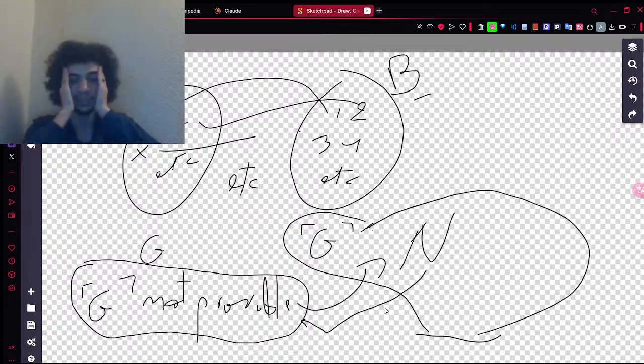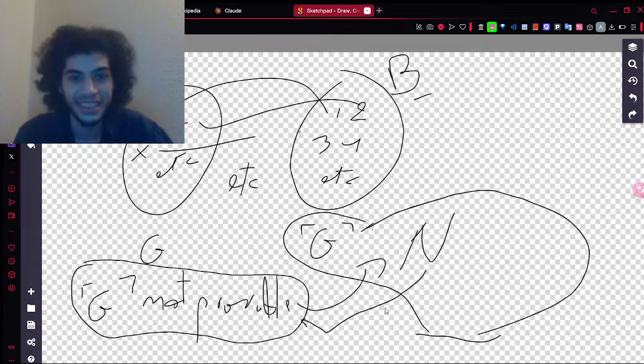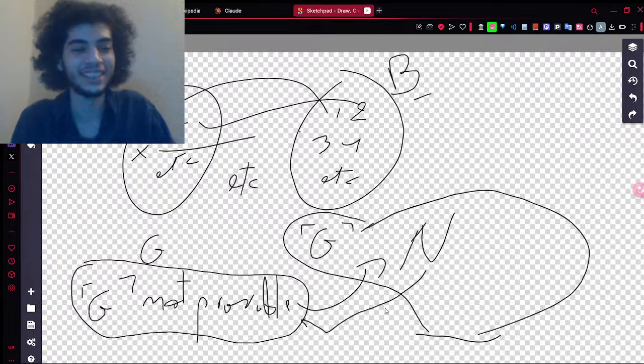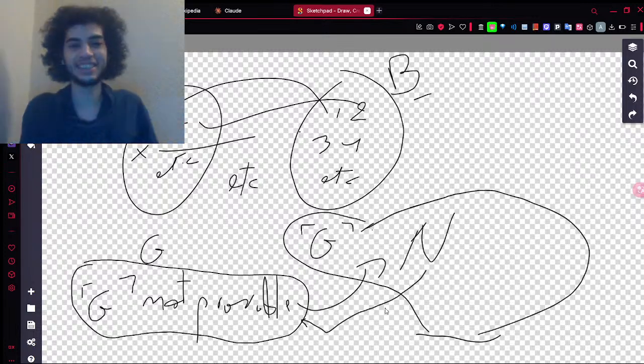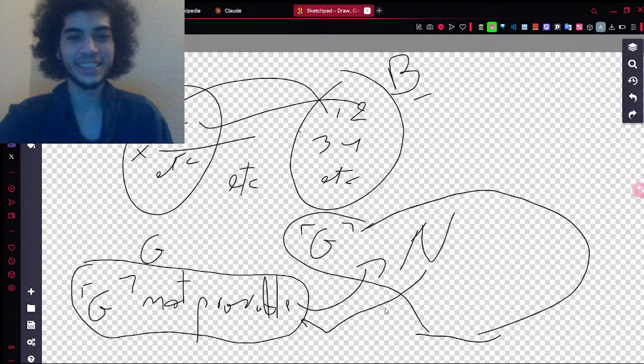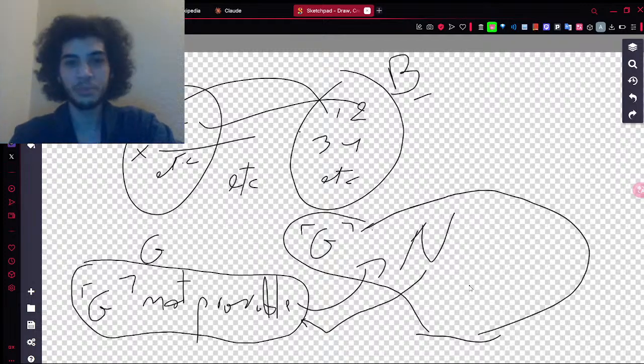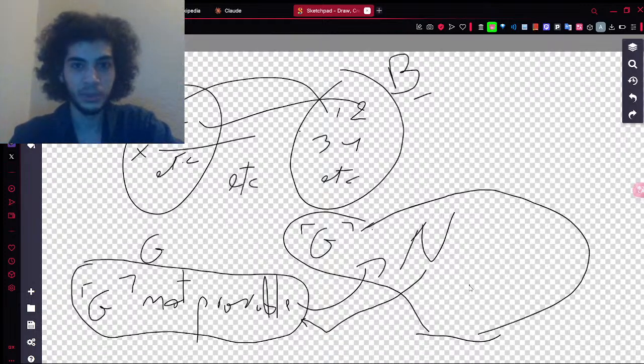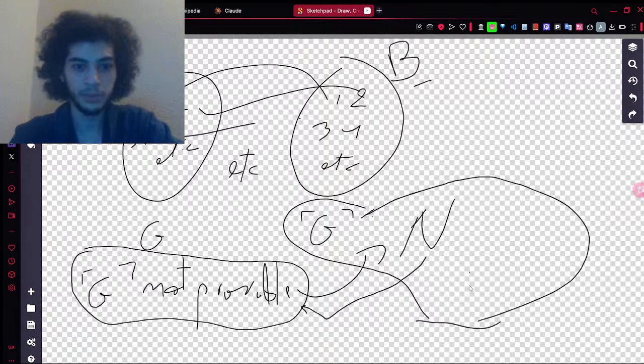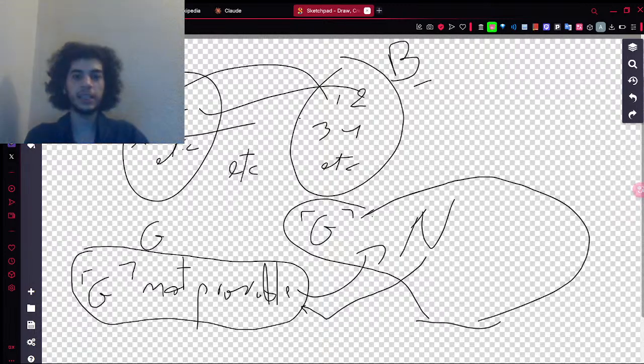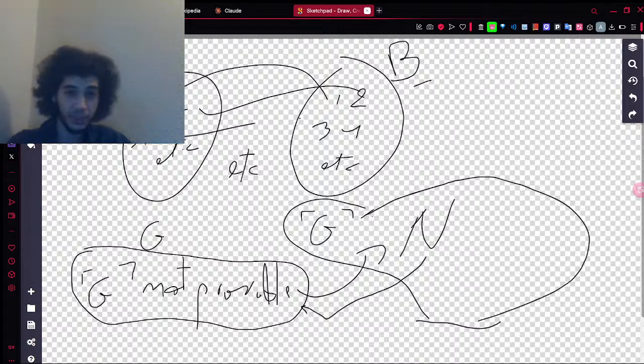Okay, I think I get it. Let's go through this again. This is a very important mapping, I think, to understand why G is not provable. So let's go through this again.